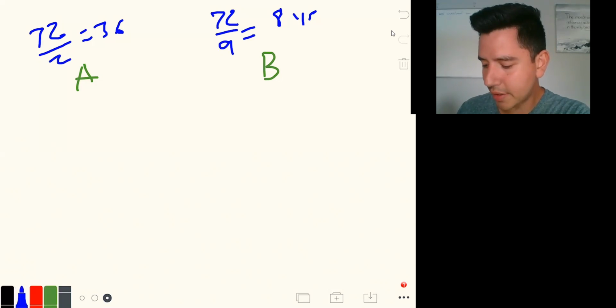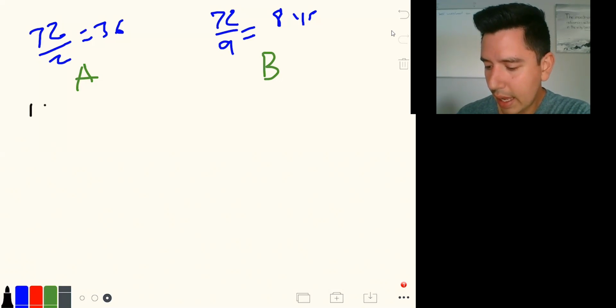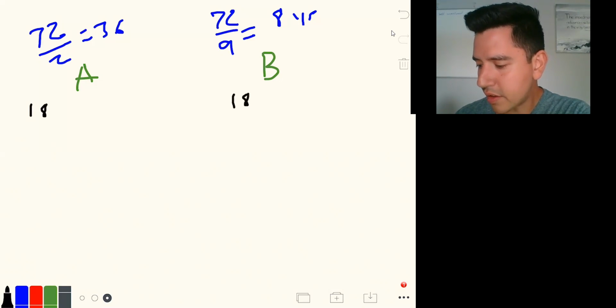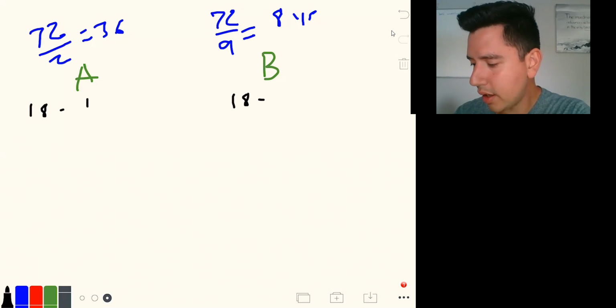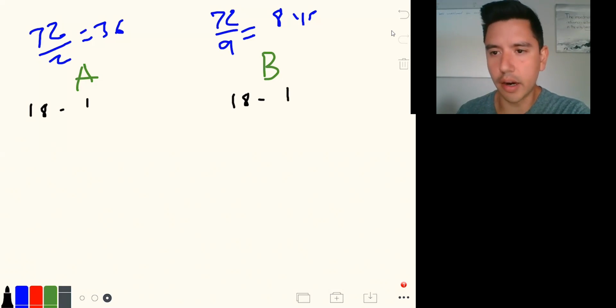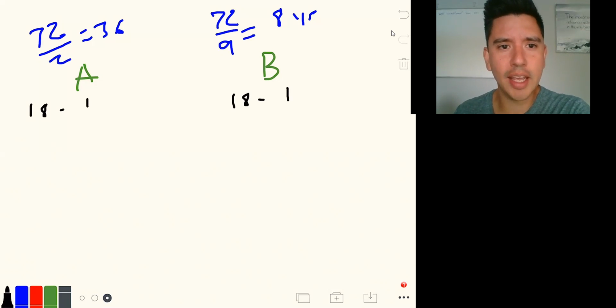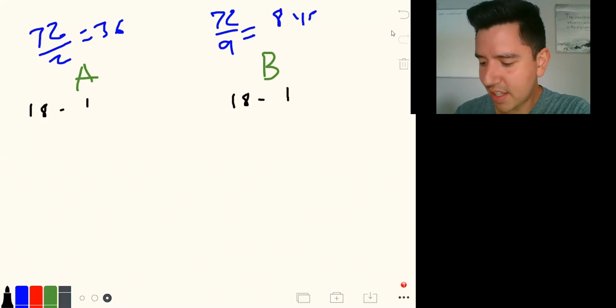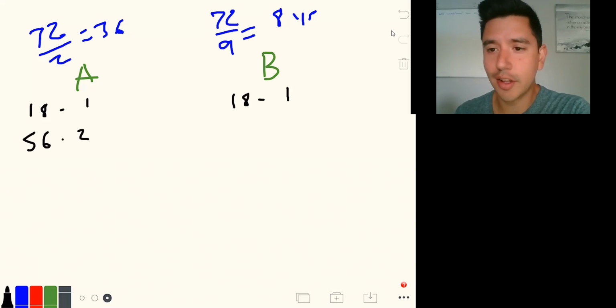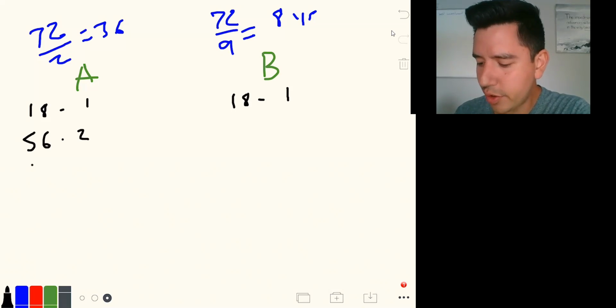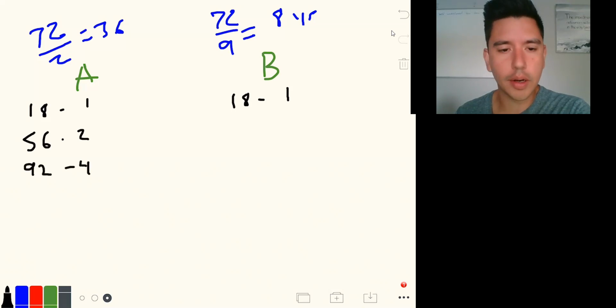So if we start at, let's just say, 18 for both folks, and they start at a baseline of 1 and 1 right here. I'm just going to go a couple. So 36 plus 18, that is 54. That will double to 2. And then if you add another 36 to that, it's going to be about 90 for you to get to 4.